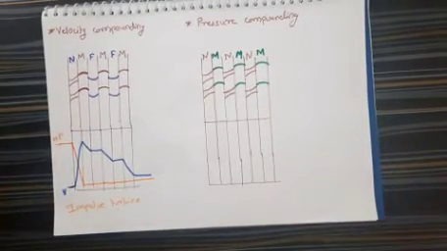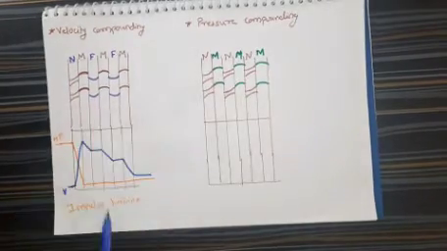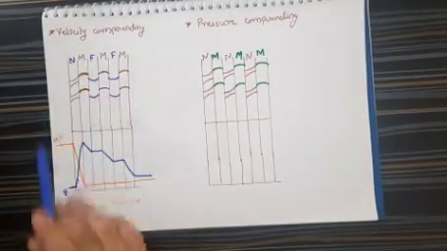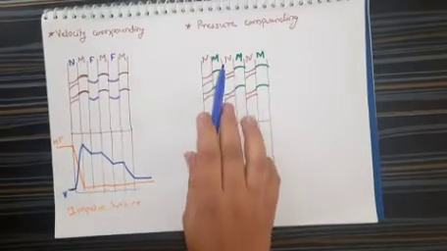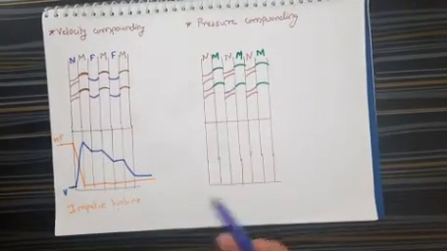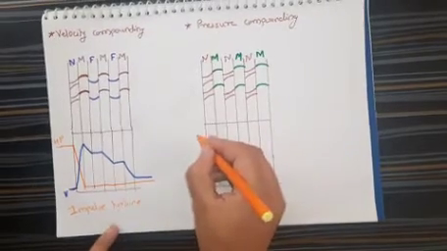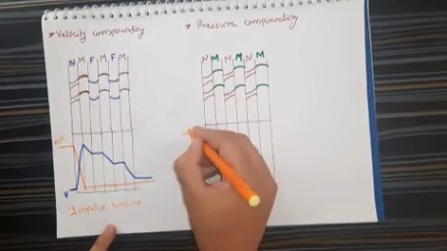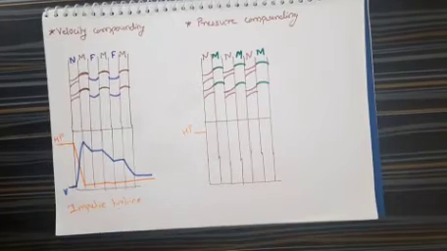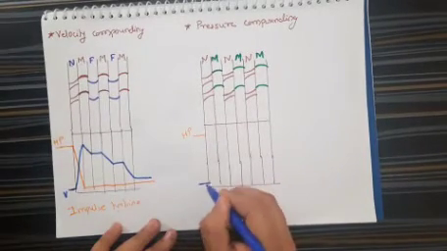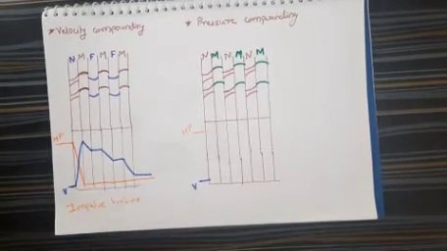Now let's see the pressure compounding. As we have seen in velocity compounding, we are allowing the velocity to drop in stages. Here we are allowing the pressure to drop in stages. So let's say this is the inlet, where high pressure steam is coming inside, and it has low velocity or kinetic energy.